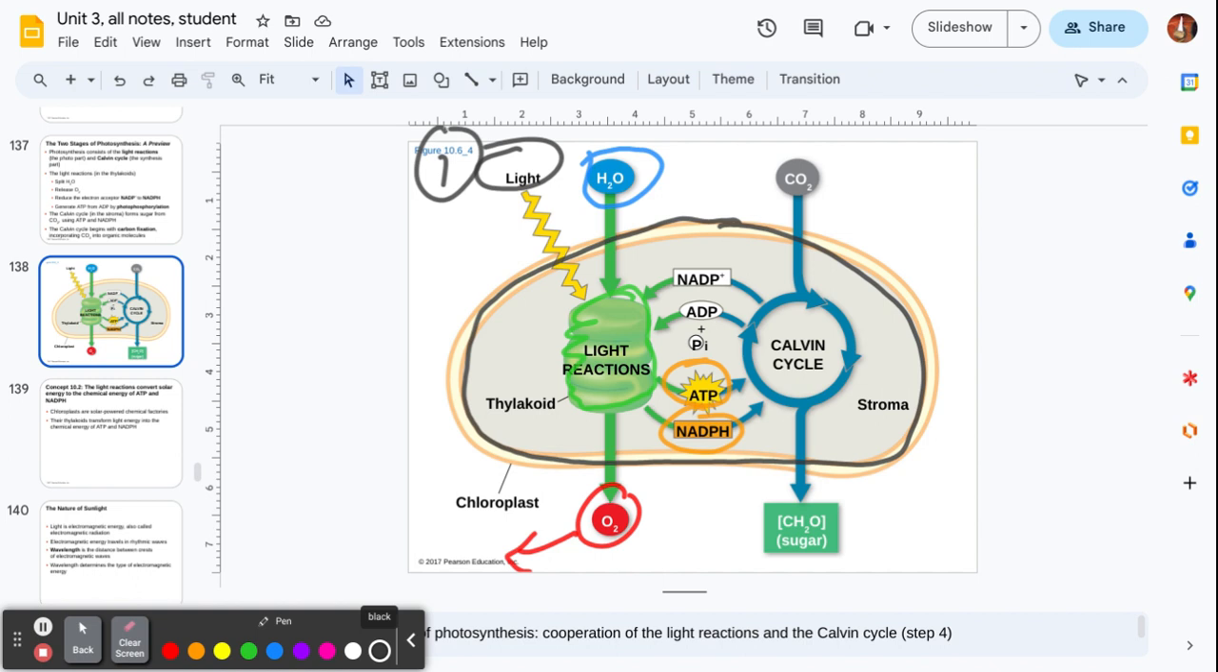And then the second part is going to be the Calvin cycle. Those things I just made in the light reaction, ATP and NADPH, are going to be used along with carbon dioxide coming in from the air. Carbon dioxide goes in the Calvin cycle along with the ATP and the NADPH. And we haven't actually made a glucose molecule, but we make a simple sugar.